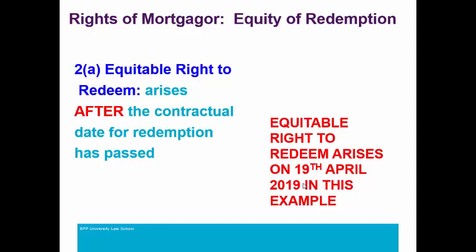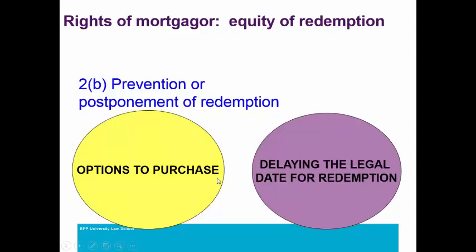Right, so that's the equitable right to redeem. The second way that equity protects a borrower is by developing rules against clauses in mortgage deeds which prevent the borrower from redeeming or postpone redemption. And it's all a question of whether the right to redeem is rendered valueless or illusory. And that's a question of degree in each case.